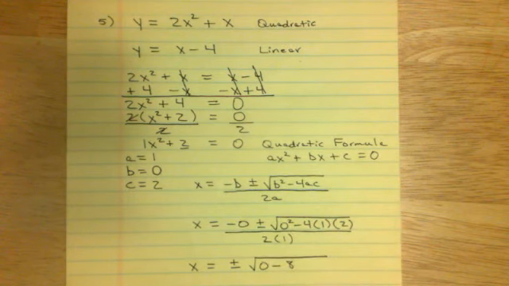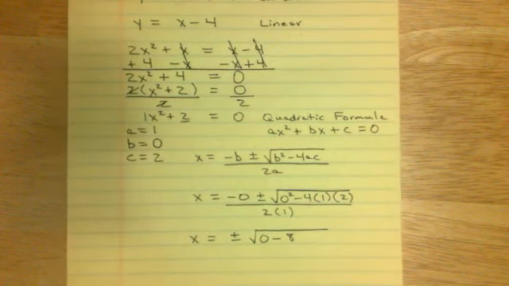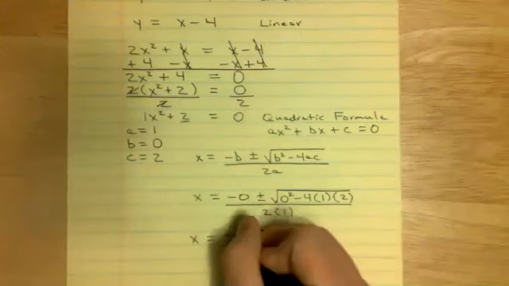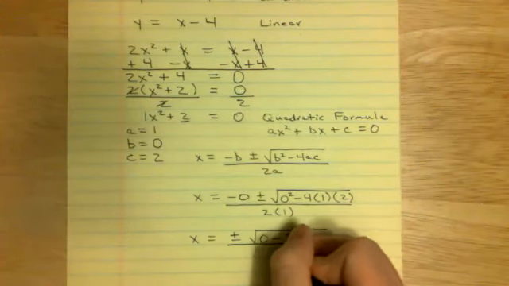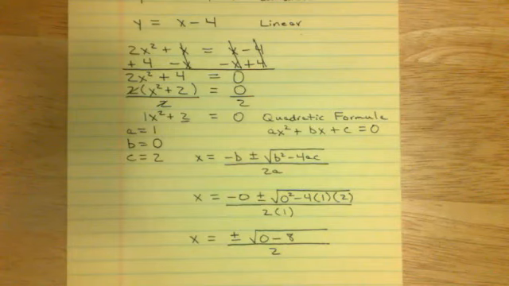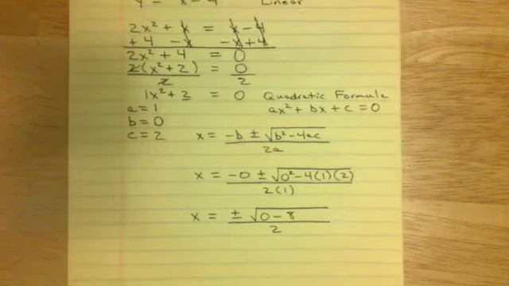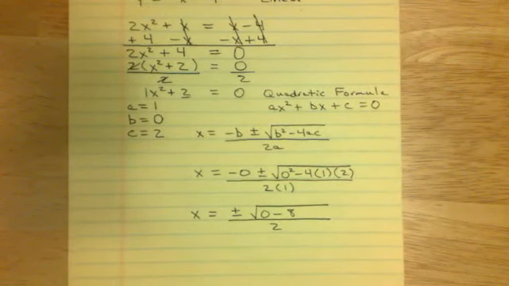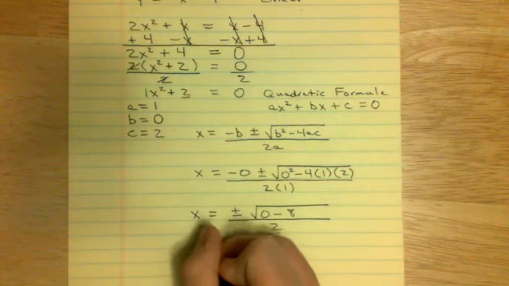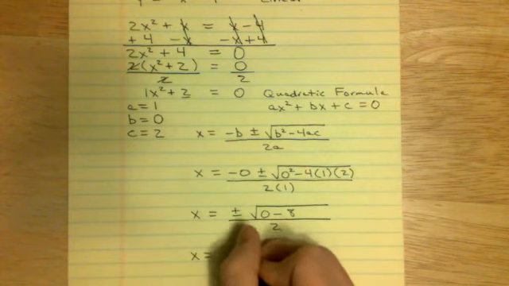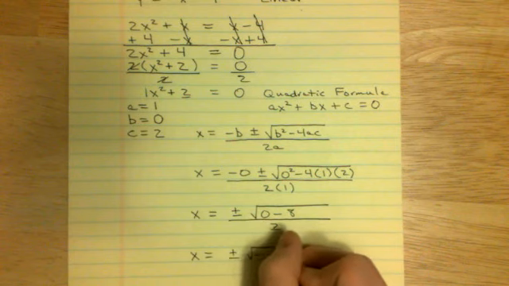I'll have 0 minus 8 on the inside. And what am I dividing everything by? 2 times 1, which is 2. Okay, so simplifying a little bit, I know that 0 minus 8 is going to give me -8. So it's kind of like the 0 shouldn't even exist inside here. So I'm going to write this as x equals plus or minus the square root of -8 divided by 2.